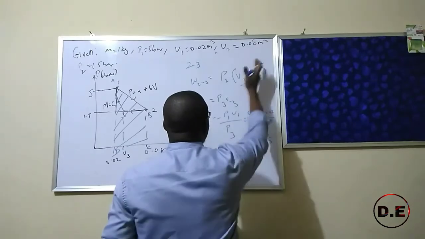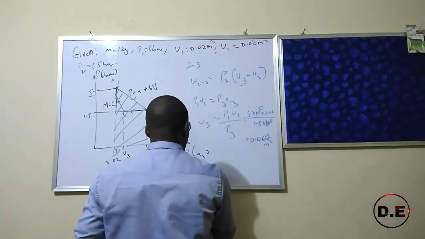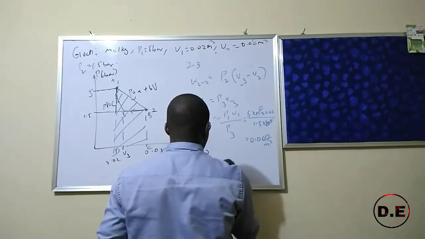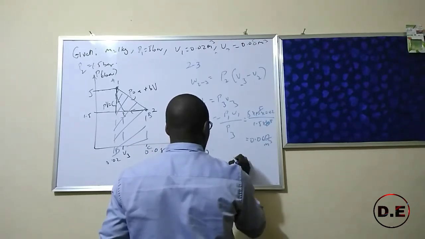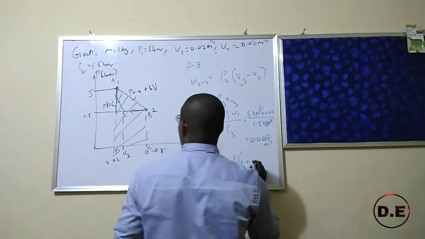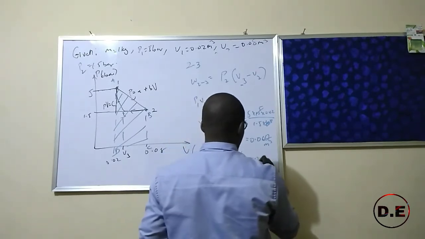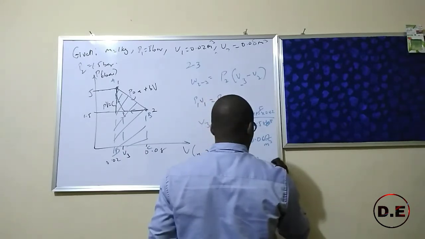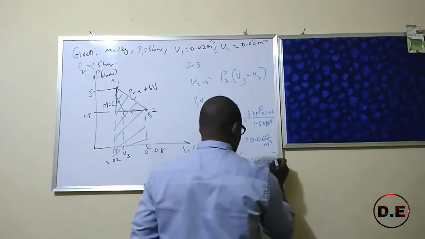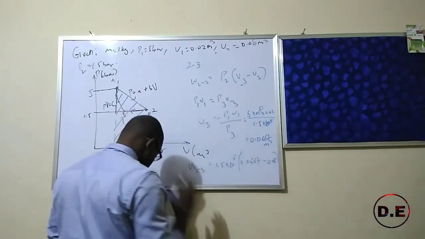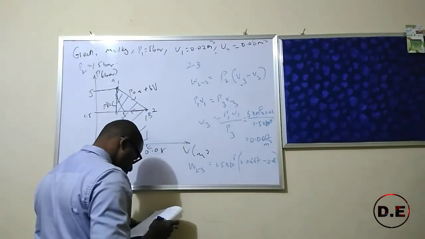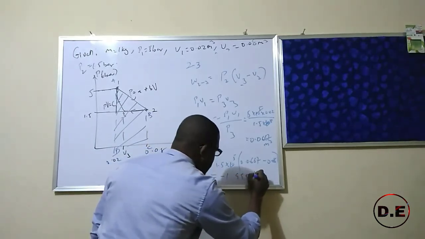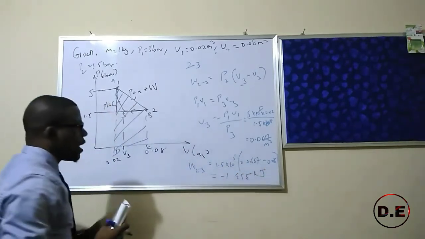Now I have V3. What I can do is to put this into the equation. So W23 becomes P2, which is 1.5 times 10 to the power 5 into (0.0667 minus V2, which is 0.08). So if you do this, you notice you have a negative figure of minus 1.995 kilojoules. Now we have this work.